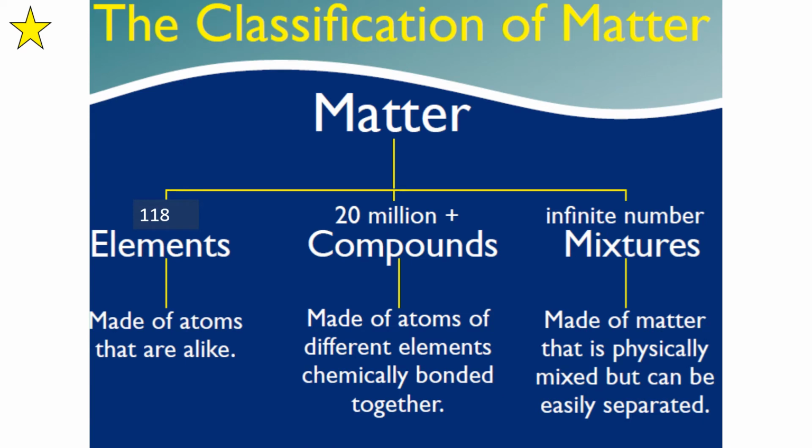So, matter is all around us. Everything that has some composition is matter. We have elements, about 118 right now, and everything is made of elements. And then you can make 20 plus million compounds from these different elements that are chemically bonded together. And then from that, you have an infinite number of mixtures. So a simple solution like soda is a mixture. It has all these different compounds in it.